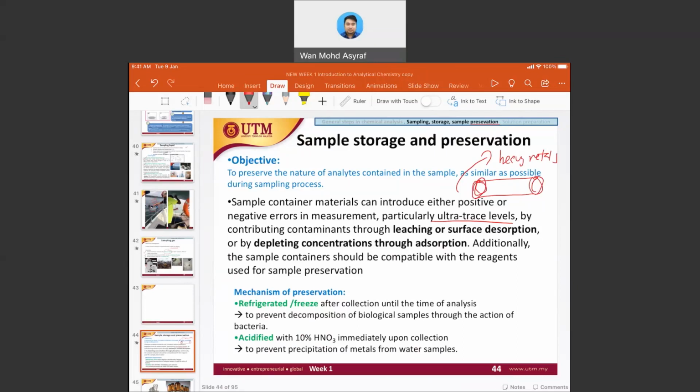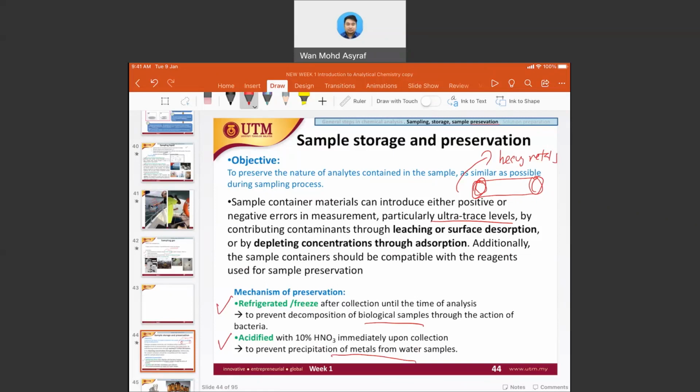All right, so usually what do we do in terms of preserving, in terms of avoiding these things from happening? The mechanism of preservation is usually, for example, refrigeration or freezing. We freeze the sample after the collection until the time of analysis. This is usually done for biological samples, because bacteria have the ability to degrade your biological samples. And then the second way is usually we acidify it with 10% nitric acid immediately upon collection. This is to prevent the precipitation of metals from the water sample.